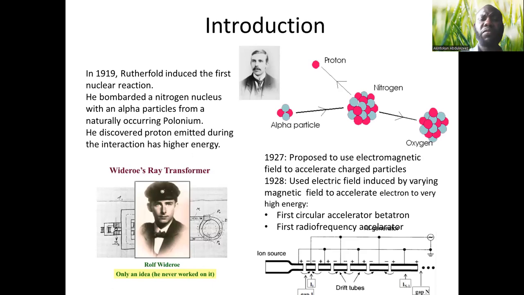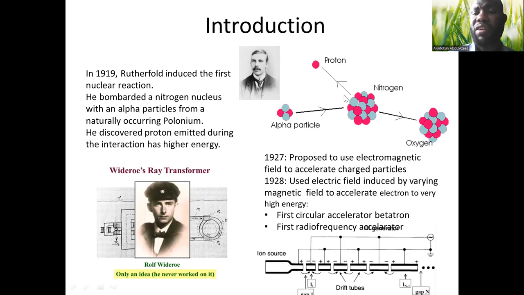Following the Rutherford model of the atom, he was very inquisitive, and he did a lot of research following the deflection of the alpha particle by the gold leaf, which led to the discovery of the nucleus of the atom. He further did some research to probe the nucleus. In 1919, Rutherford induced the first nuclear reaction. He performed an experiment with the nitrogen nucleus and an alpha particle from naturally occurring polonium. He bombarded the nitrogen nucleus with the alpha particle, and he discovered that a proton is emitted during the interaction. The proton produced has a higher energy.